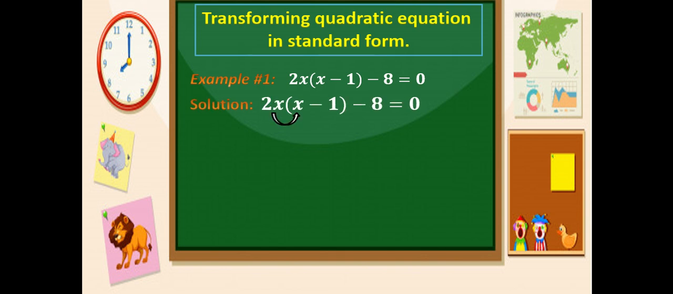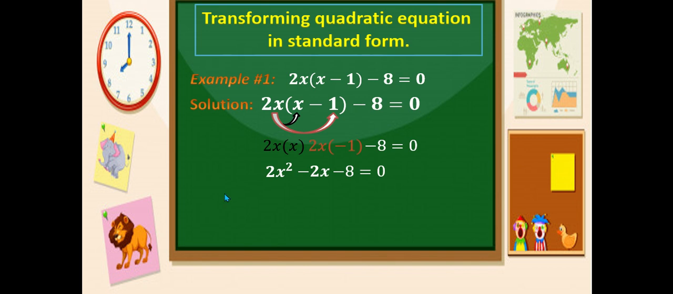We will just use the distributive property here. Look at the arrow. So, 2x times x and 2x times negative 1. At the same time, simply copy negative 8 equals 0. Now, simplify. 2x times x is 2x squared. 2x times negative 1 is negative 2x. And then, simply copy negative 8 equals 0.